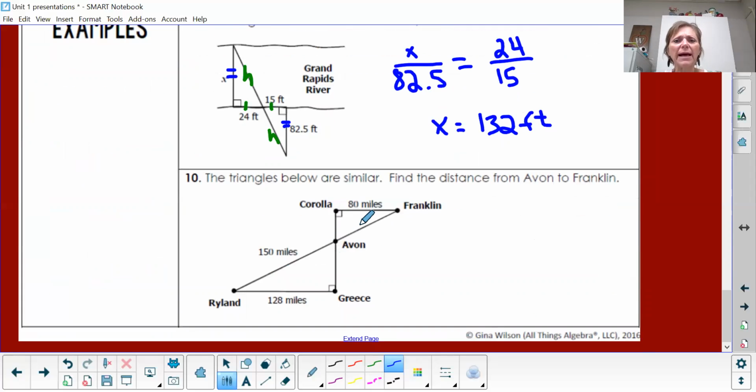Okay, last one that I'll do with you. The triangles below are similar. Find the distance from Avon to Franklin. Okay, Avon to Franklin, I'm going to put an X there. And then I've got to figure out which ones go together. Okay, again, do you see the hypotenuse? It's always across from the right angle. This is the hypotenuse. So we have a number there. And look at this one, across from the right angle, guess what? The hypotenuse. Hypotenuse, the longest side, and it's always across from the right angle.